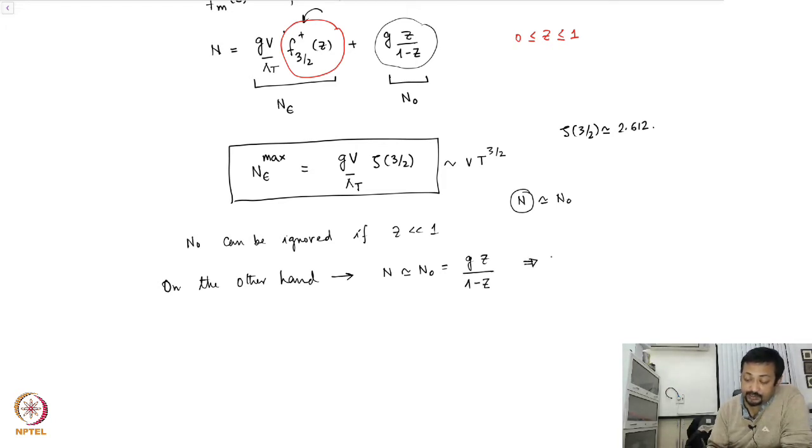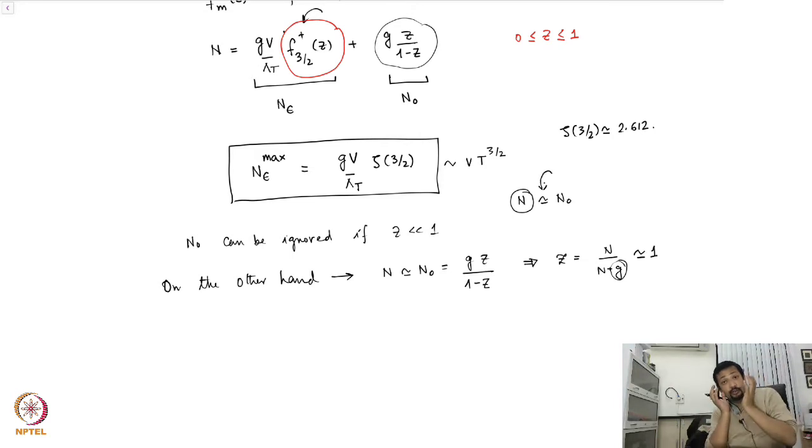This implies that z is exactly N over N plus g. g is a tiny number compared to N, which is typically 10 to the power 23, and therefore this value is 1. Whenever this condition is satisfied, the number of particles in the ground state starts dominating the total number of particles in the system. Most of the particles have gone into the ground state, and then you have hit the limit z equal to 1.